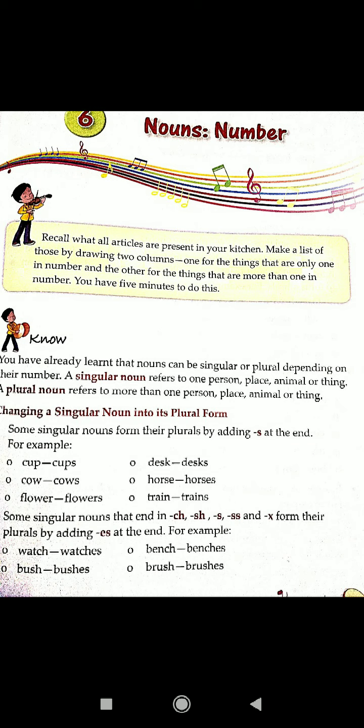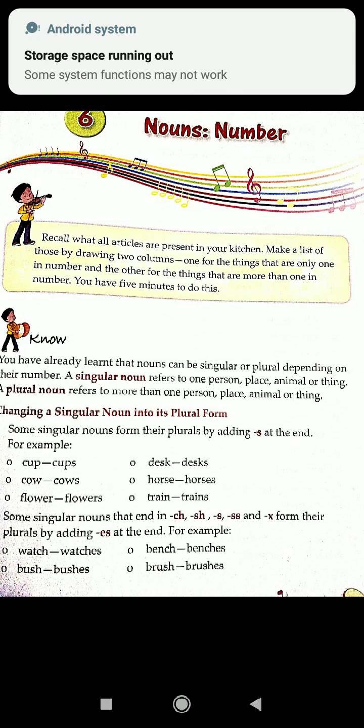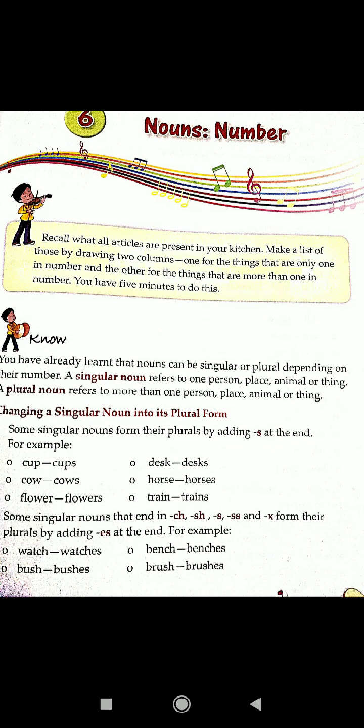You have already learned that nouns can be singular or plural depending on their number. A singular noun refers to one person, place, animal, or thing. A plural noun refers to more than one person, place, animal, or thing. You have already learned singular noun and plural noun.